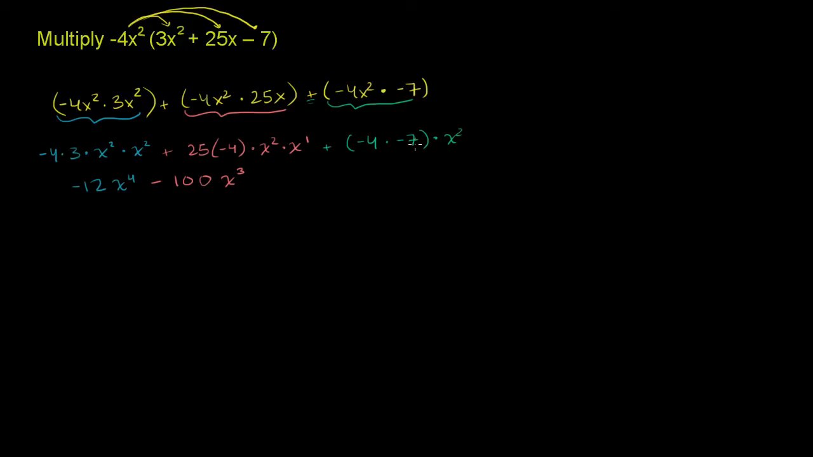So negative 4 times negative 7 is positive 28. Positive 28. And then I'm going to multiply that times the x squared. And there's no simplification to do, no like terms. These are different powers of x. So we are done.